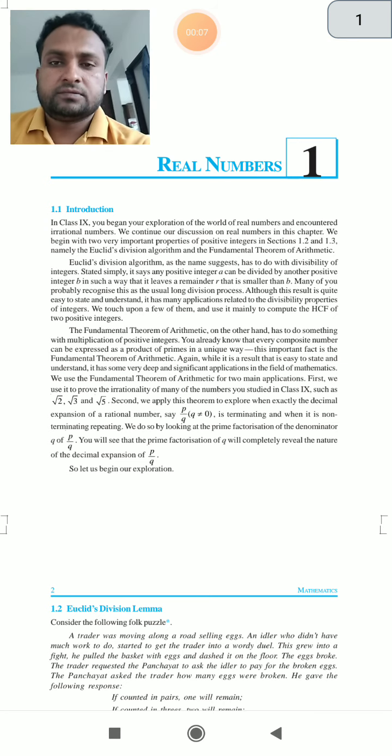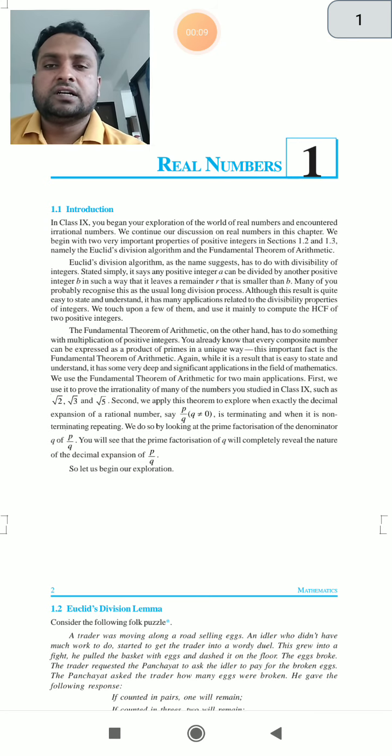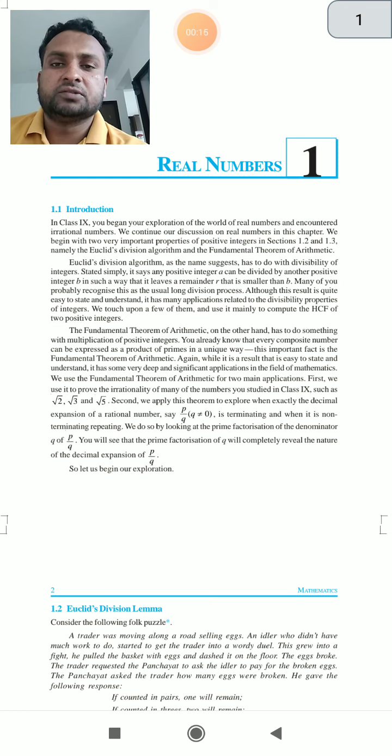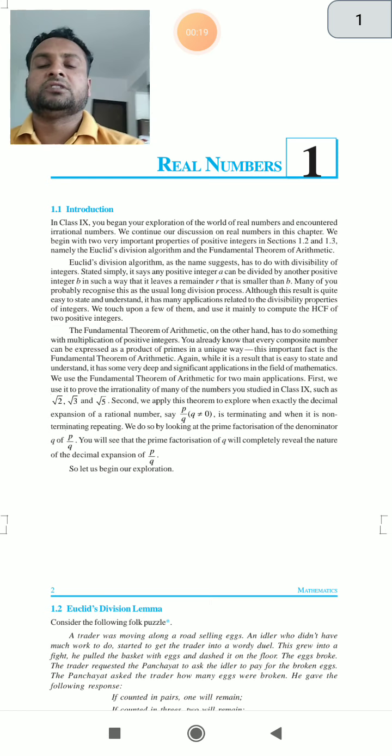Dear students, in yesterday's class we saw the question pattern of the new academic year 2020-21. How many parts the question paper has, and which type of questions will come in the examination.